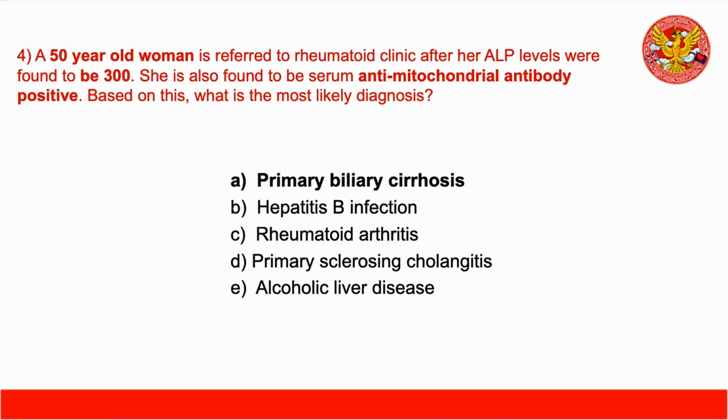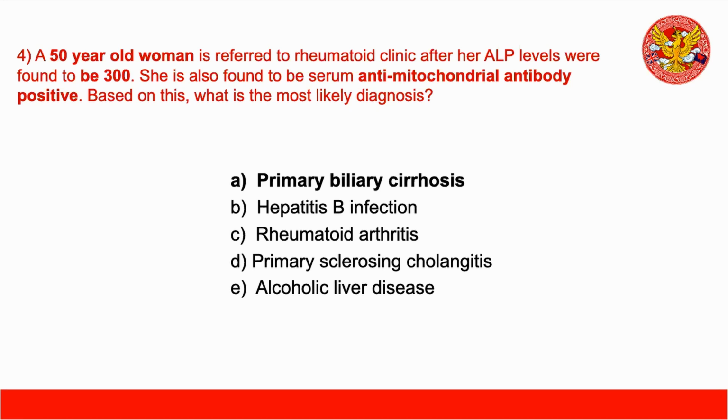So if you didn't know, you could have tried to guess a little bit, because she's been referred to rheumatoid clinic, which would be quite unlikely with someone with hepatitis B infection or someone with alcoholic liver disease. Rheumatoid arthritis, I always forget the antibodies. I think it's rheumatoid factor, isn't it? Or anti-citrullinated peptide, I think the other one is. Anti-mitochondrial antibody is not associated with rheumatoid arthritis, so you could maybe exclude that one. And so you're left with primary biliary cirrhosis and primary sclerosing cholangitis.